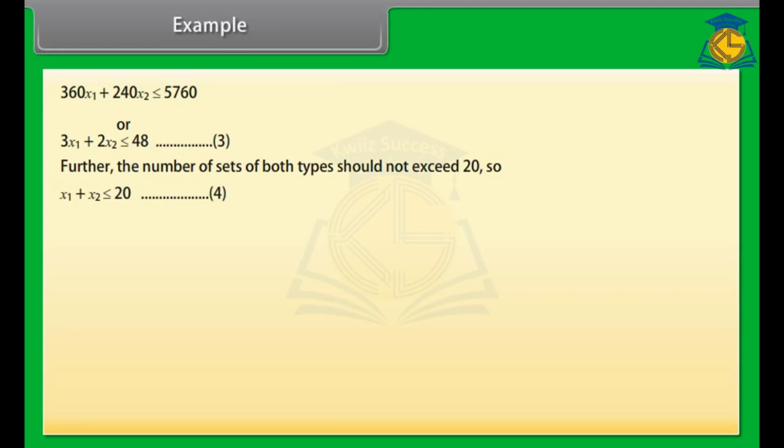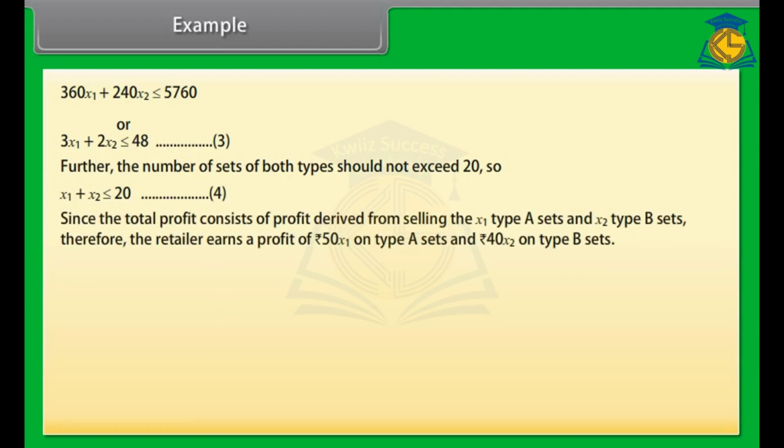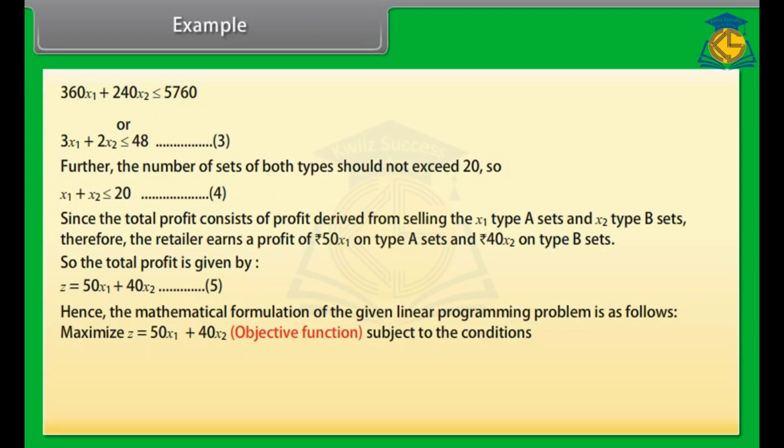Mark it as 4. Since the total profit consists of profit derived from selling the x1 type A sets and x2 type B sets, the retailer earns the profit of ₹50 x1 on type A sets and ₹40 x2 on type B sets. So the total profit is given by Z equals 50x1 plus 40x2. Mark it as 5.